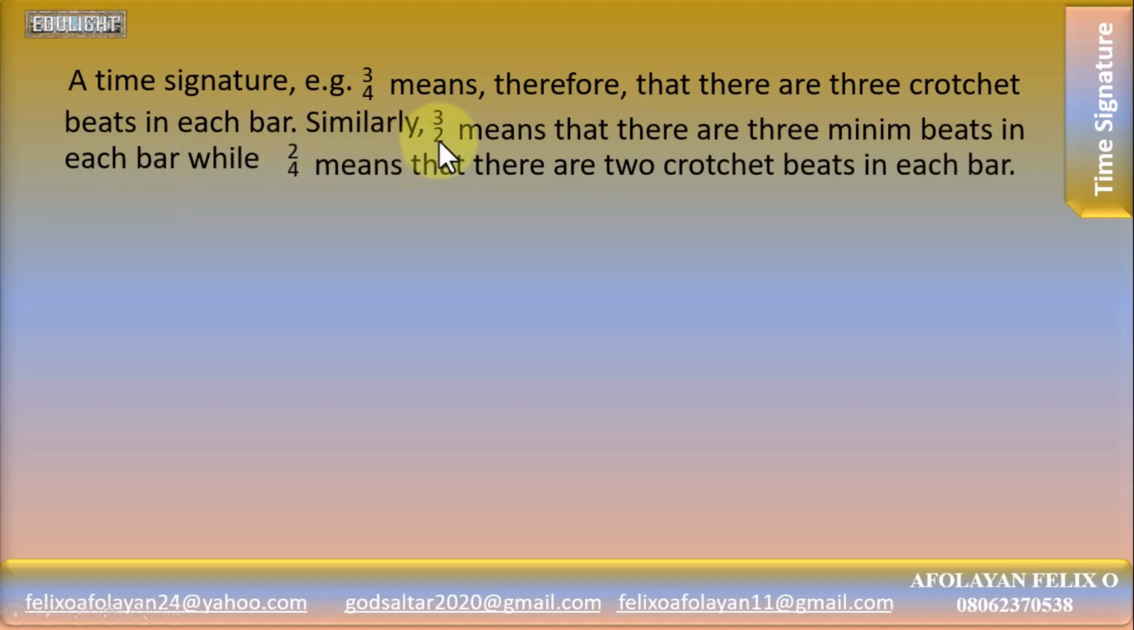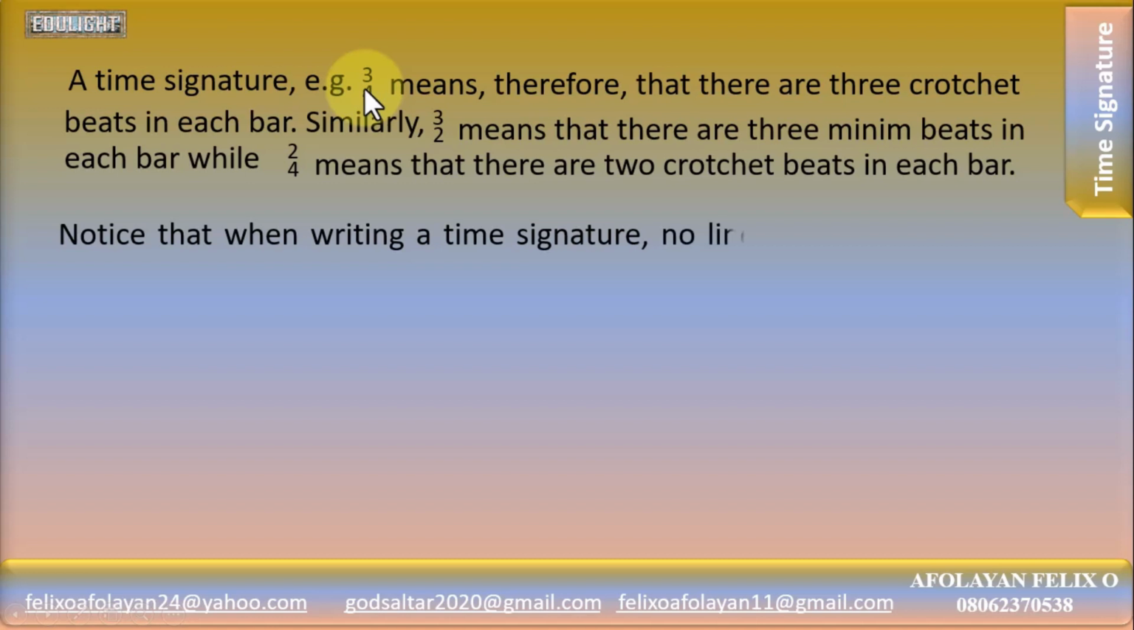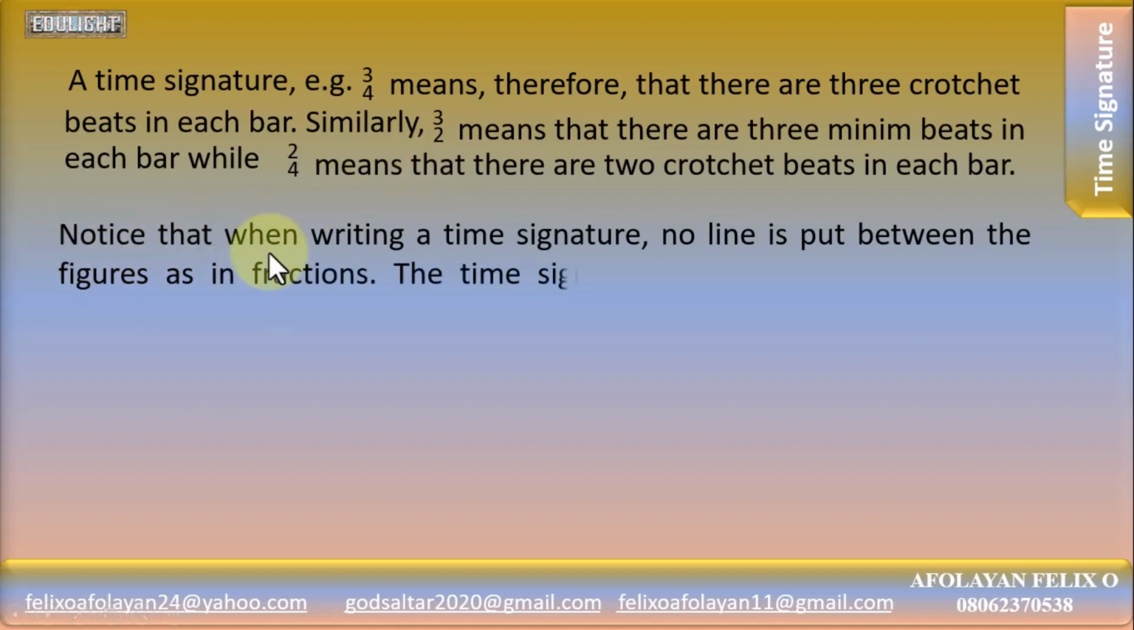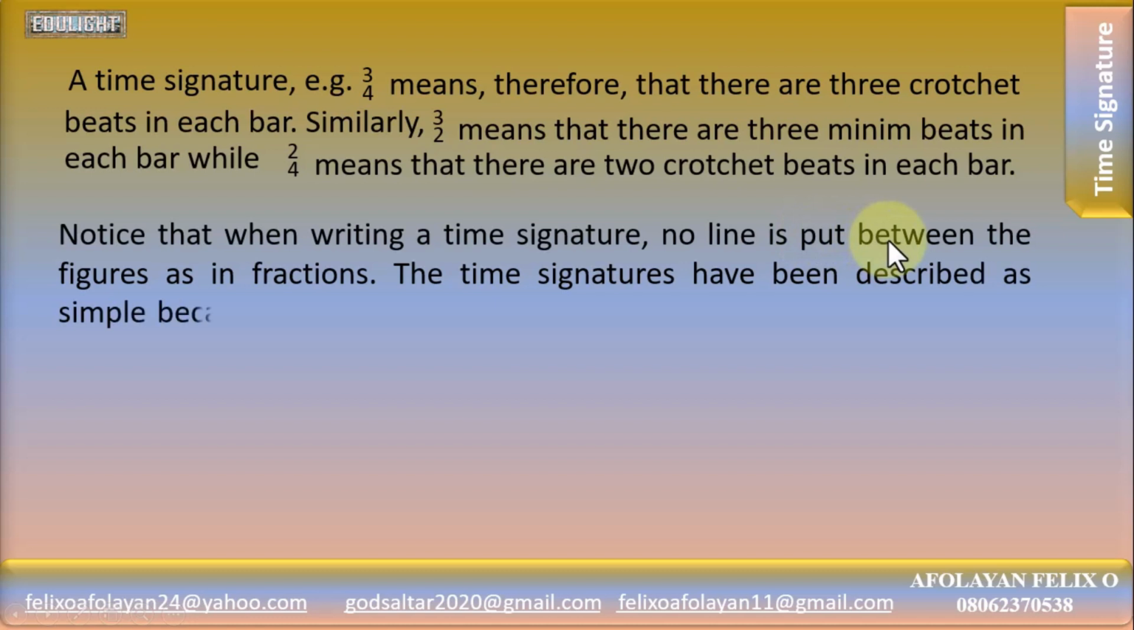While we look at the lower value, this lower value also means, for example, that there are 2 crotchet beats in each bar. If it is 4 that is under it, it's crotchet; if it is 2 that is under it, it's minim; if it is 8 that is under it, it is quaver. Note that when writing a time signature, no line is put in between, because this is not mathematics. This is music. No line will be in between the 2 figures as in a fraction.